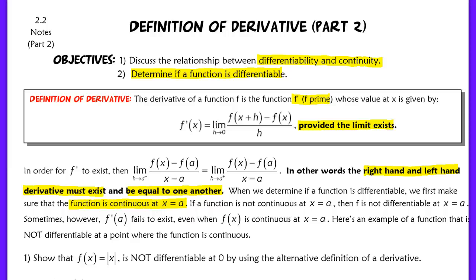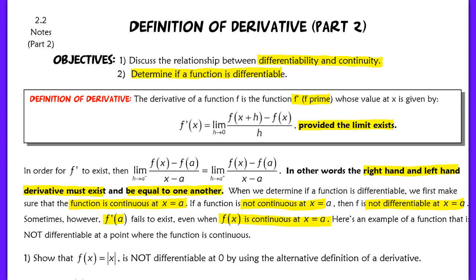If that function is not continuous at x equals a, then for sure it's not differentiable at x equals a. But we have to be careful because sometimes even if your function is continuous at that value, your derivative can still fail to exist at that value. So f prime at a fails to exist even when a function can be continuous at that value.